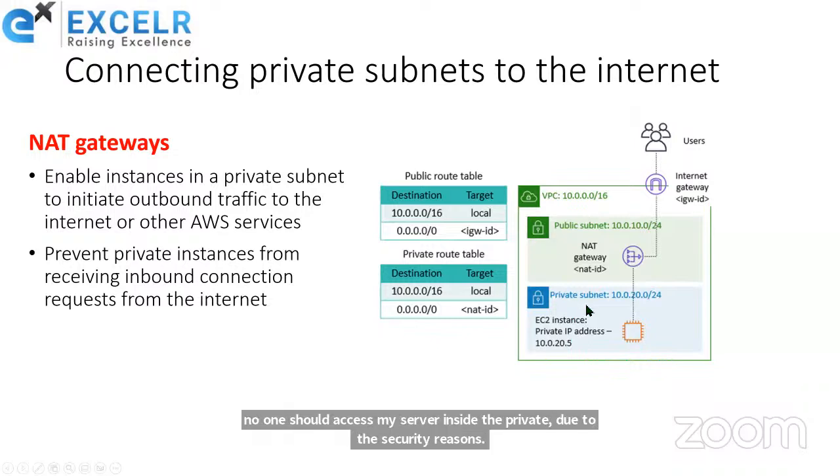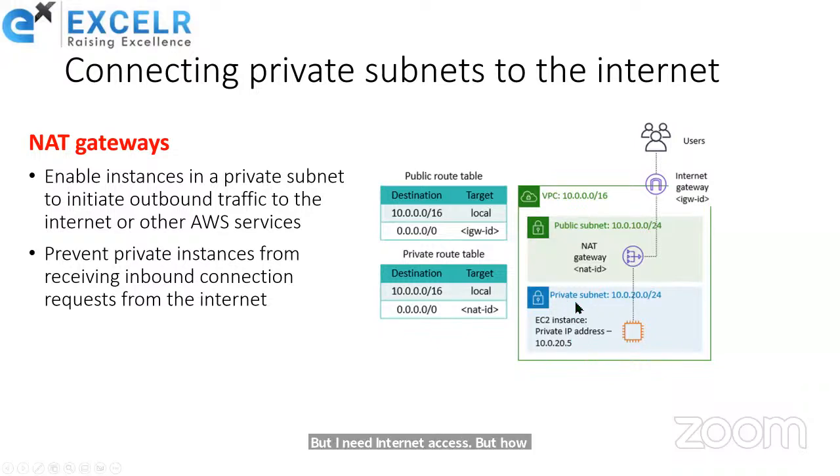But how is it possible? I cannot attach the internet gateway to the private subnet, because the internet gateway is a concept where it will give full inbound and outbound internet access. But to restrict inbound connections, I need to have only outbound connections. Then this NAT gateway comes into the picture.